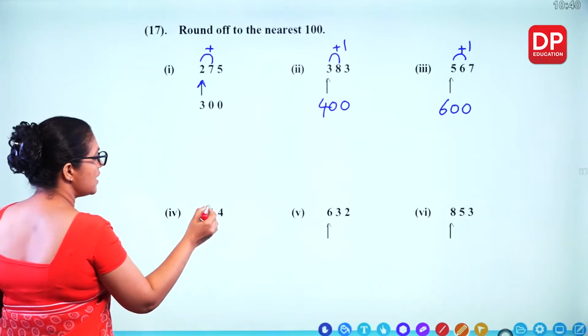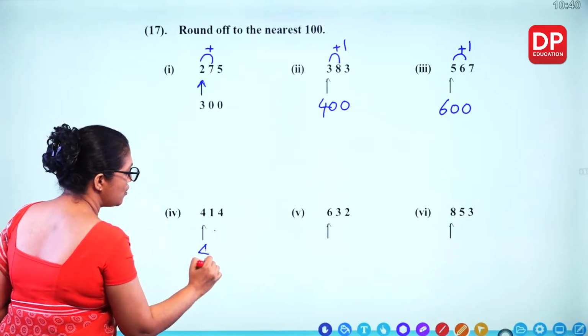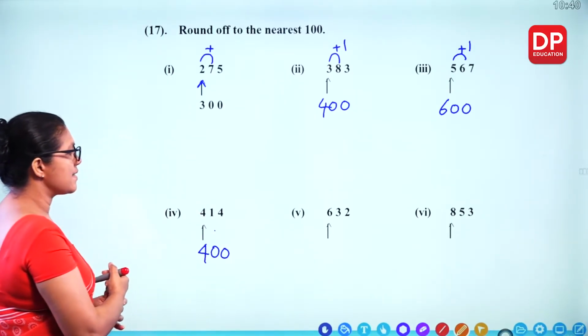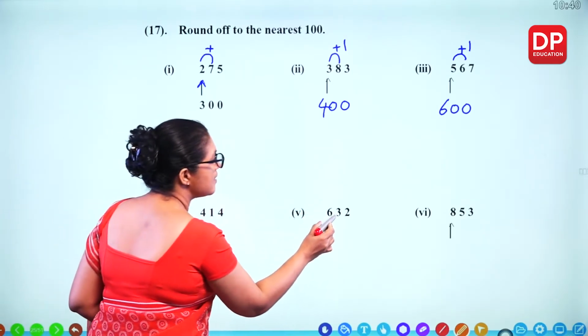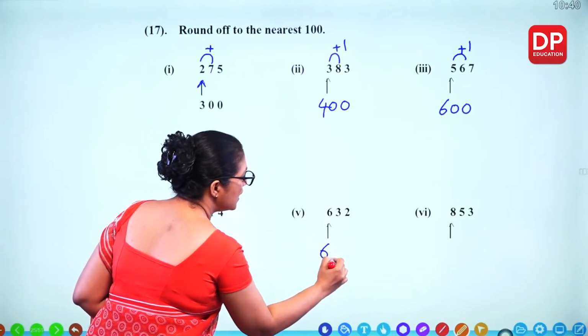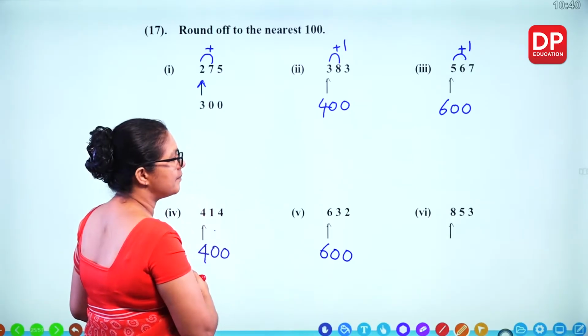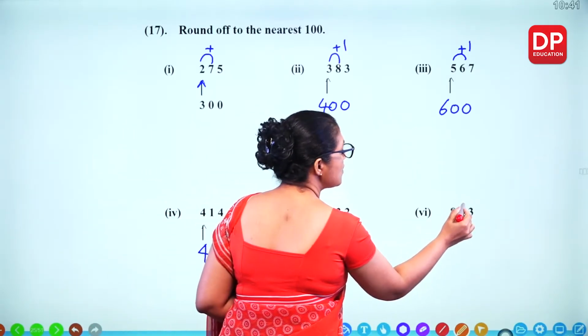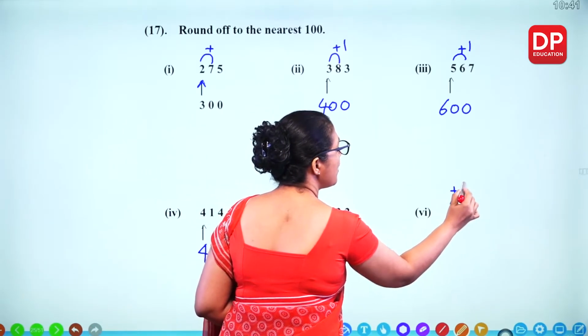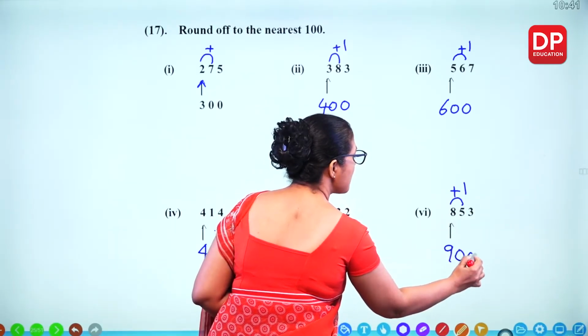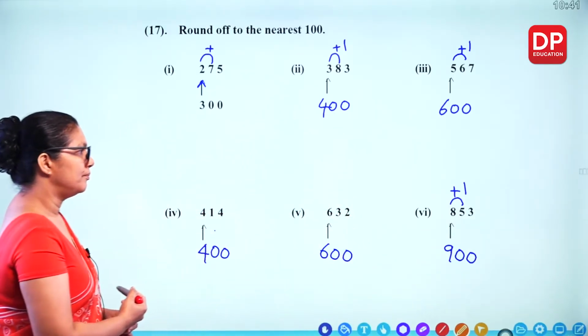4 is the digit. 1 is there, so you don't need to add. 400 is the answer. The next digit is 3, less than 5. We don't add it. This one, we need to add 1. That becomes 900.